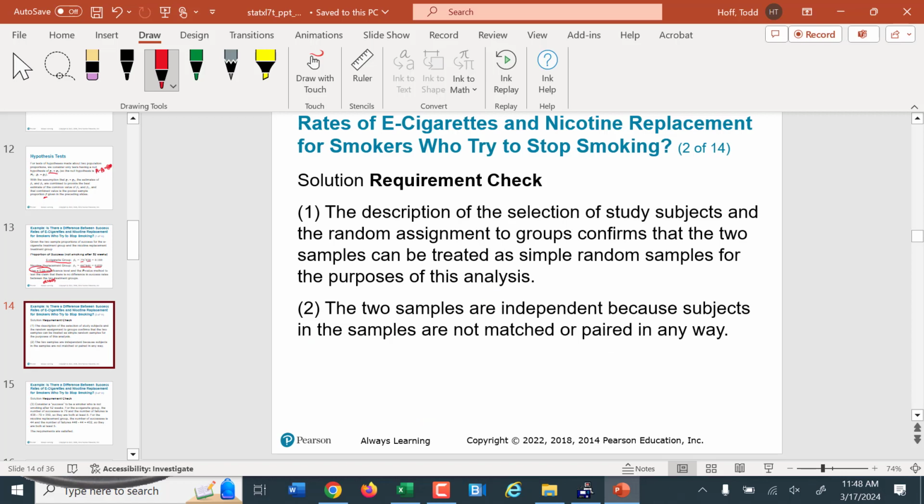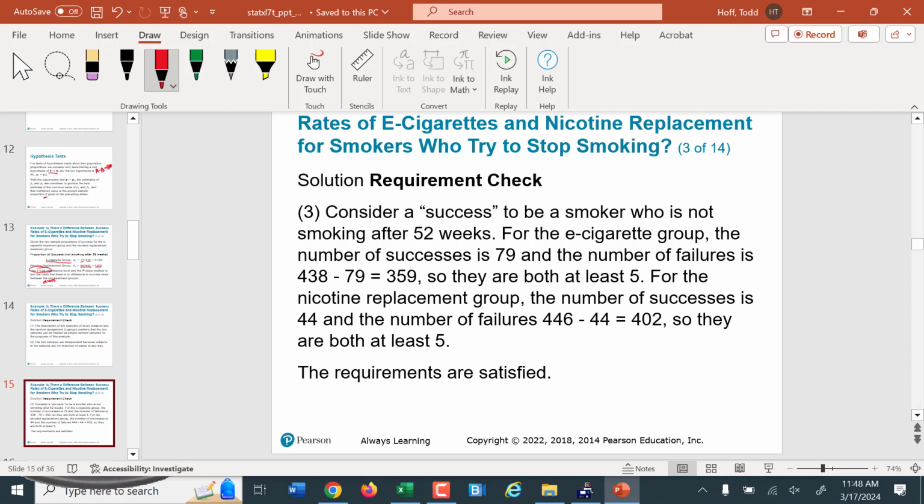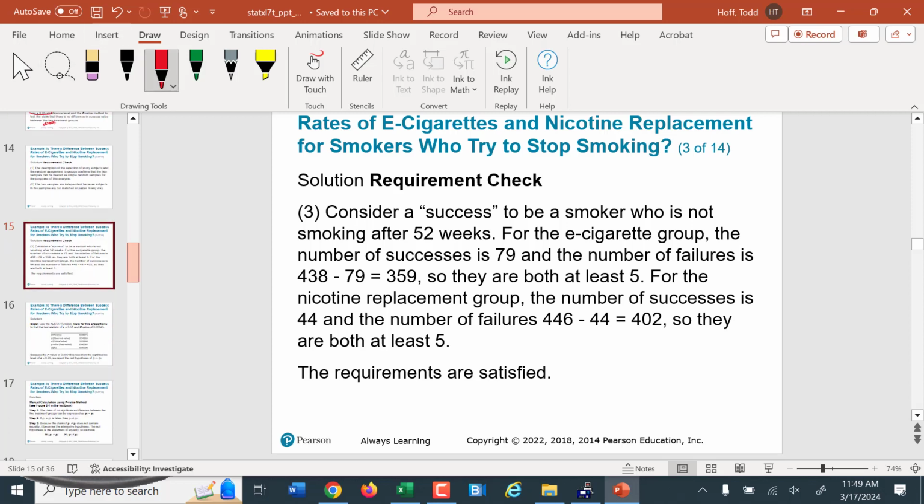So let's check our requirements before we go any further. First of all, these are random samples from their desired populations. Second, the samples are independent. There's no overlap between the populations, and there's no link from one sample to the next. And there's obviously more than 5 successes. We had 44 in one and 79 in the other. And if we subtract from the total, there's definitely more than 5 failures there as well. So we have met that requirement pretty easily.